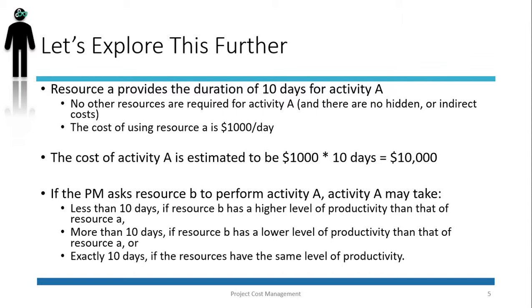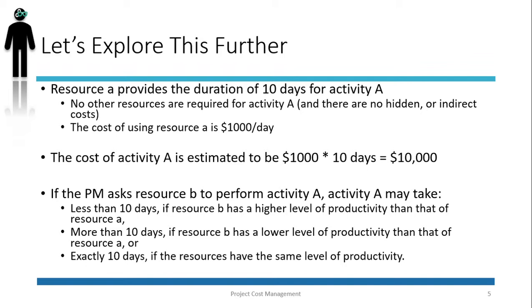Activity A being done by resource B may take less than 10 days if resource B has a higher level of productivity than our resource A. And this is very possible. We may hire somebody who is more productive than our subject matter expert. Or, in the second case, it may take more than 10 days if the new person, resource B, has a lower level of productivity than the original SME who provided the time estimate. Or it could be exactly 10 days if both resources have the same level of productivity.